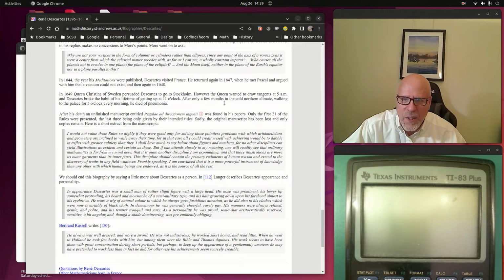They phrase it in here. The queen wanted to draw tangents at 5 a.m. So he stopped getting up at 11 and began getting up at 5 for the queen, and it killed him. He didn't last from that. Okay, so the climate in Stockholm is not what he was used to in the south of France, but also I'm voting for the breaking of his lifelong habit of getting up late.